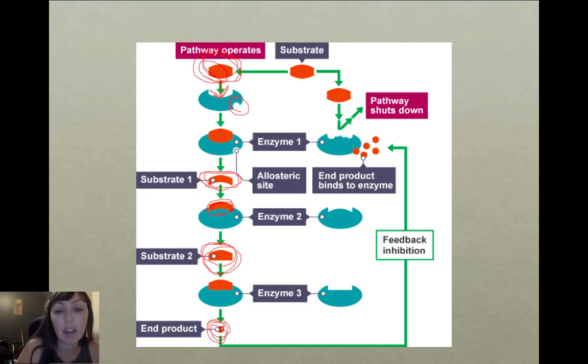This product bounces around, and eventually hooks up to an allosteric site, the allosteric site of enzyme 1. So when it comes up here, bounces in, it blocks it, it changes the shape of the active site, and now this original substrate can no longer bind with the enzyme. And that is called feedback inhibition, and therefore the pathway shuts down.